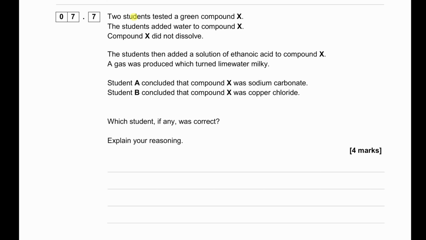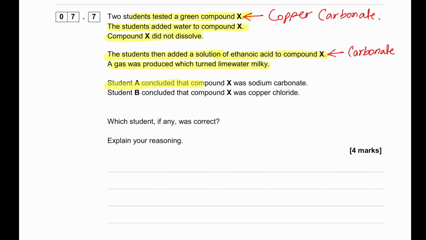Two students tested green compound X. The student added water to the compound. The compound X did not dissolve. The student then added a solution of ethanoic acid to the compound. A gas was produced which turned lime water milky. So we can understand from the second test that this is a carbonate. And since it's a green compound which is a carbonate, it must be copper carbonate.